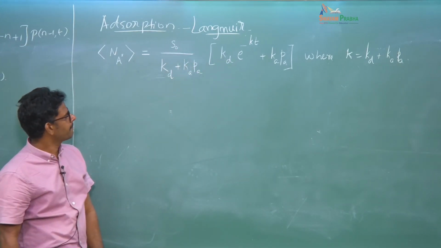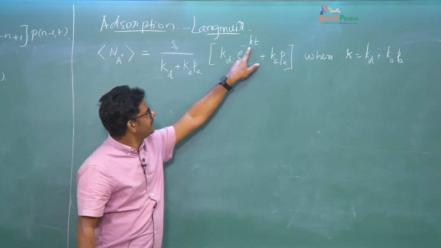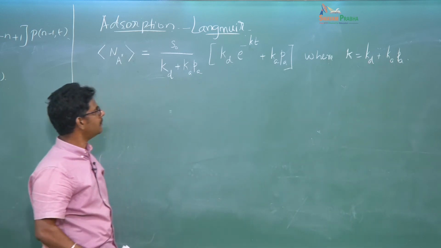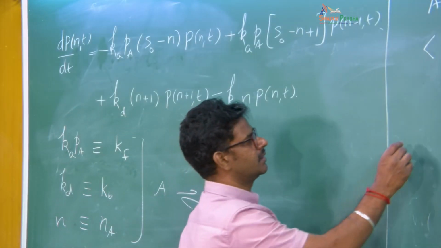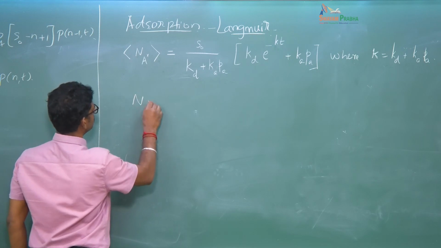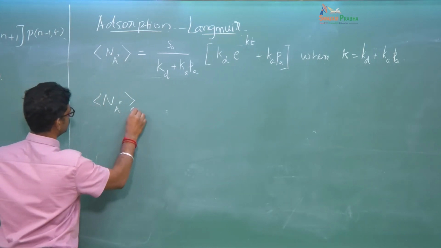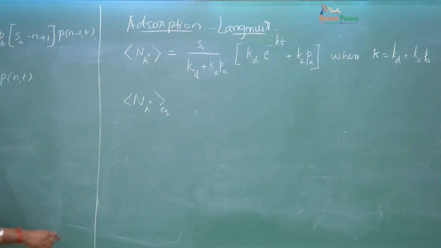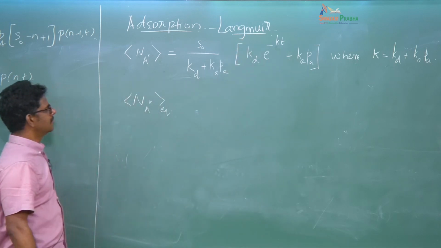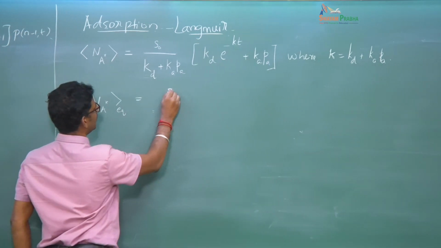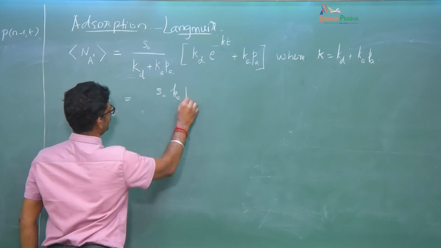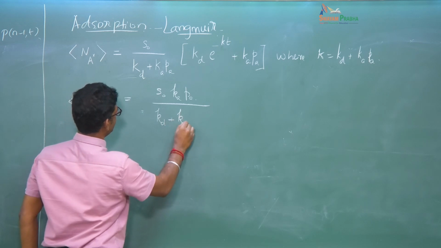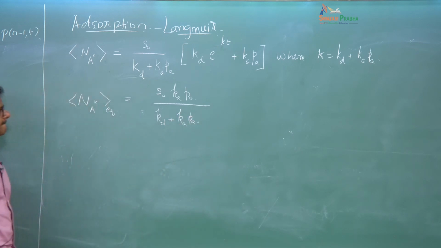And you have this exponent kt. This k is nothing but the addition of the two constants, kd plus kapa. And if you are interested in the equilibrium value, you can obtain that by setting time t tending to infinity in this equation. Then this term will vanish, so you will have S naught kapa by kd plus kapa. This is at equilibrium.